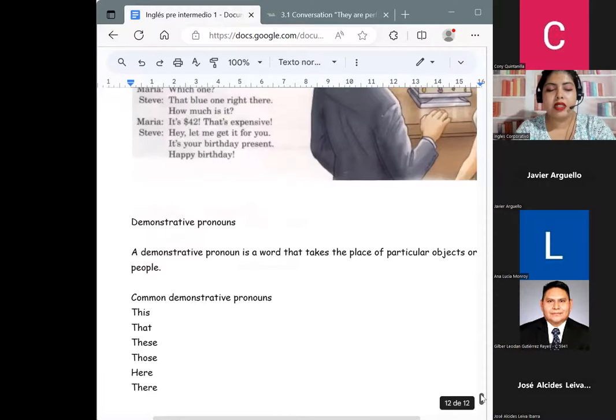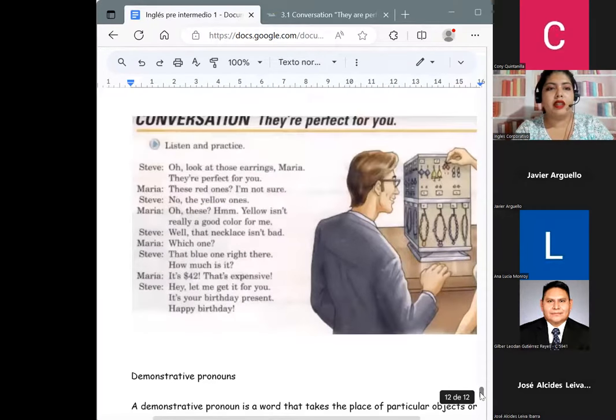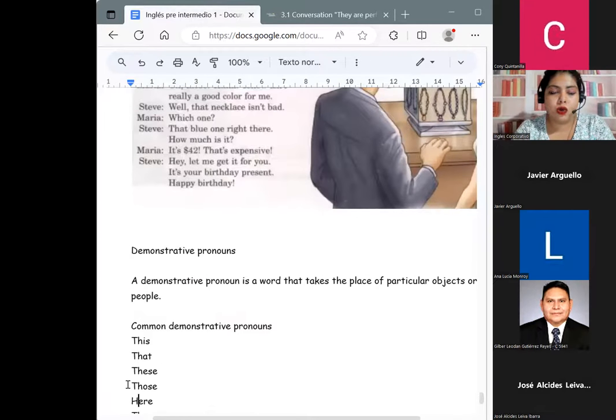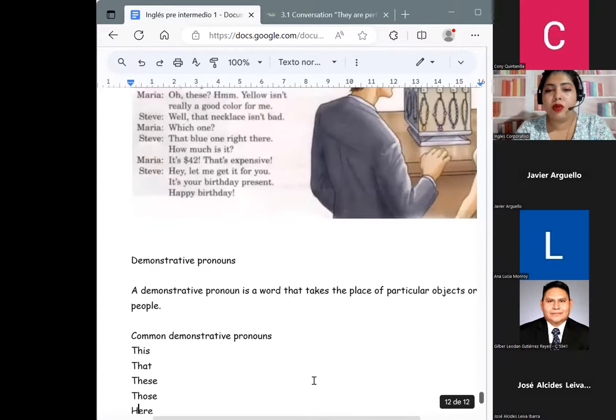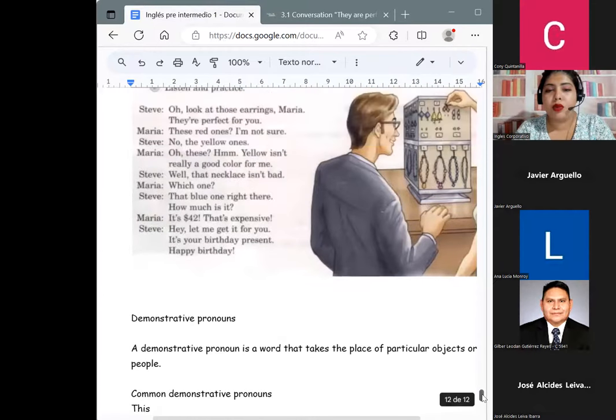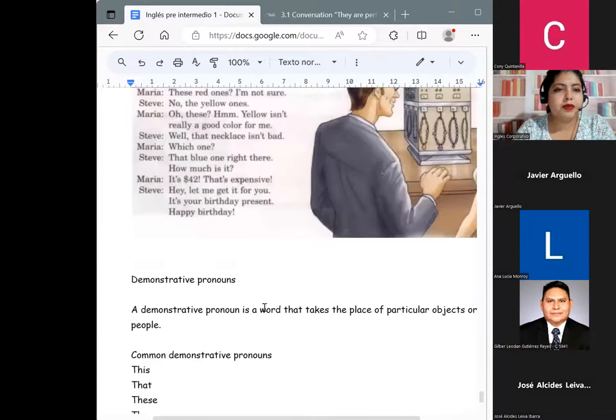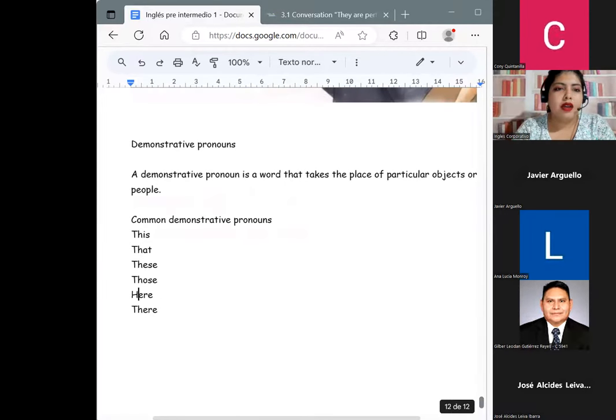So in the conversation, we have these words. Because at the beginning, we said, look at those earrings. Y aquí tenemos those. También tenemos this red ones. Luego tenemos también that necklace. And we have here that. In this case, we use that as the most. Utilizamos that como la mayoría de oraciones que están en la conversación. Entonces, tenemos estas palabras que son las que vamos a estar utilizando.